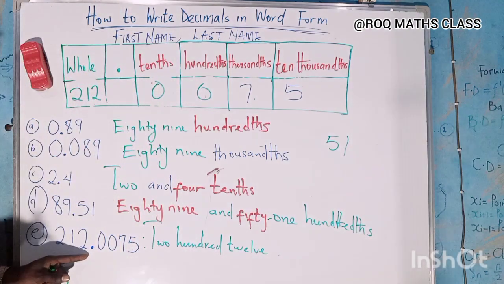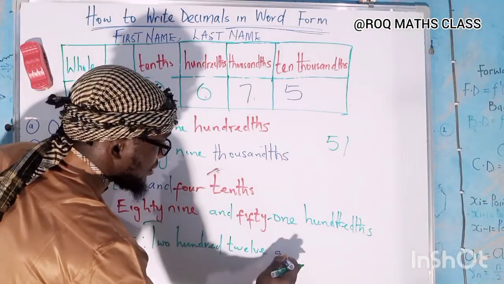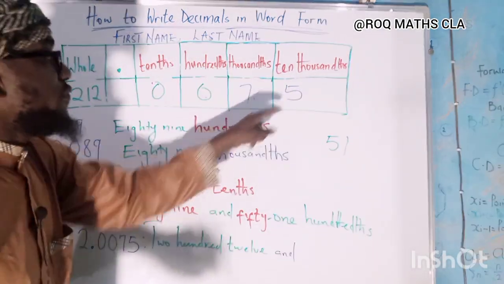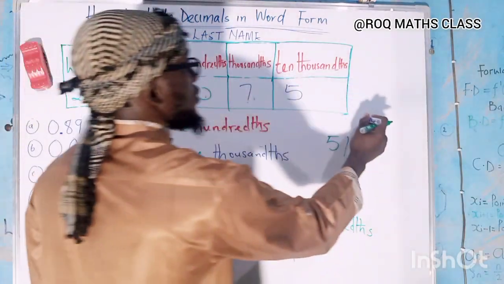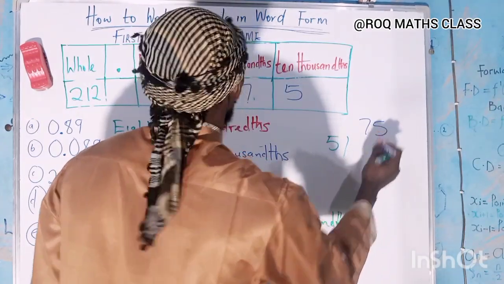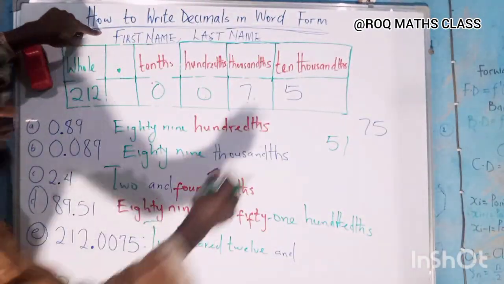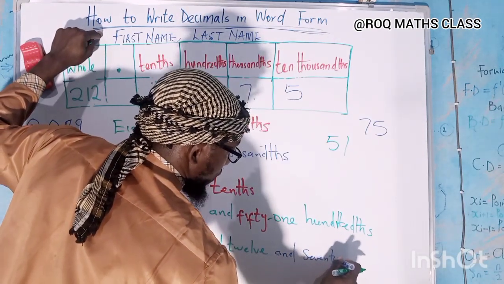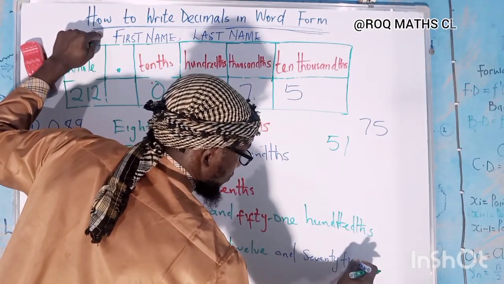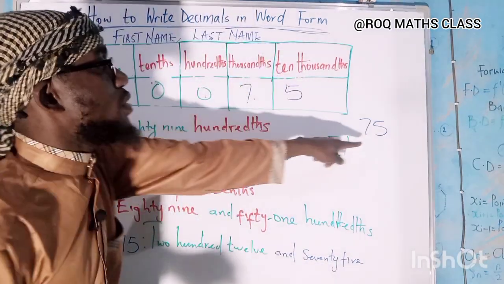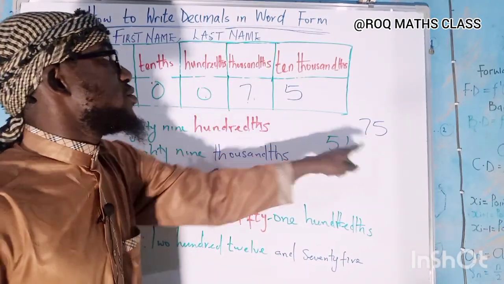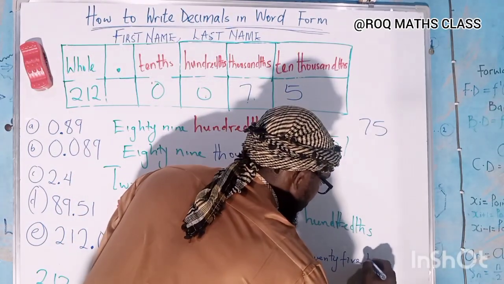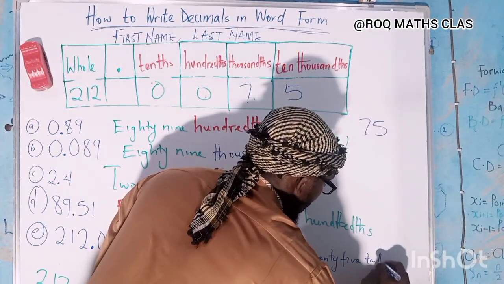Then I have my point. My point is "and". Then I have 0075. This 0075 is now 75 if I should write it. So my first name is 75. Then what is the place value of this 5? The place value of 5 is ten-thousandths. So I have 75 ten-thousandths.